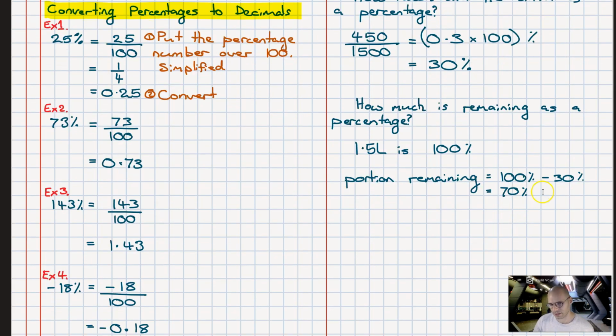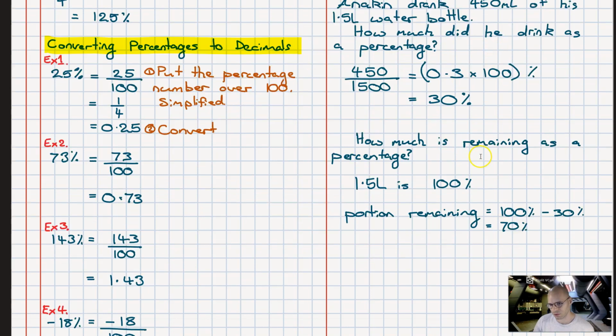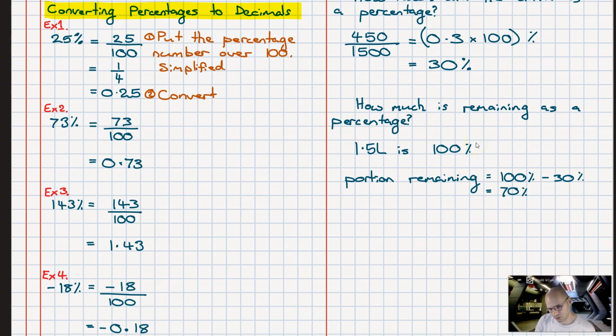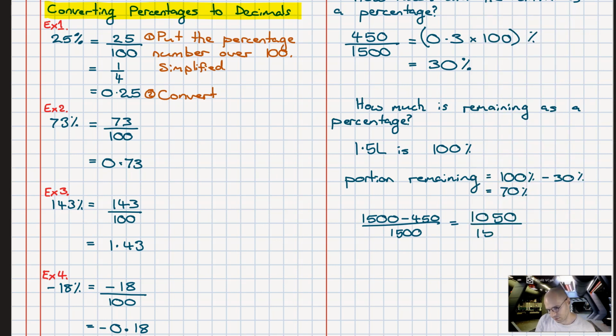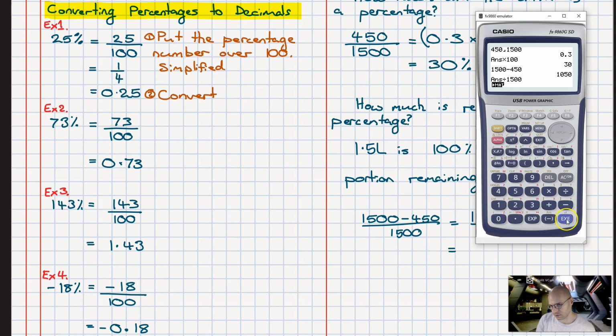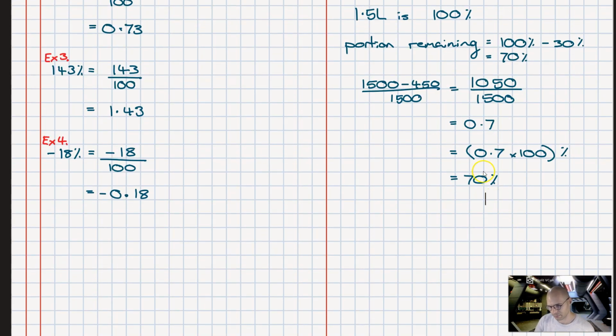Now, if we wanted to verify this, what we could do is take 450 from 1.5 liters, all over 1.5 liters. So we'll go 1,500, take 450, all over 1,500. That will give us 1050 all over 1500, which is 0.7, and multiplying that by 100 is going to give us 70%. So he has 70% of his drink bottle remaining in accordance with the calculations we've just done.